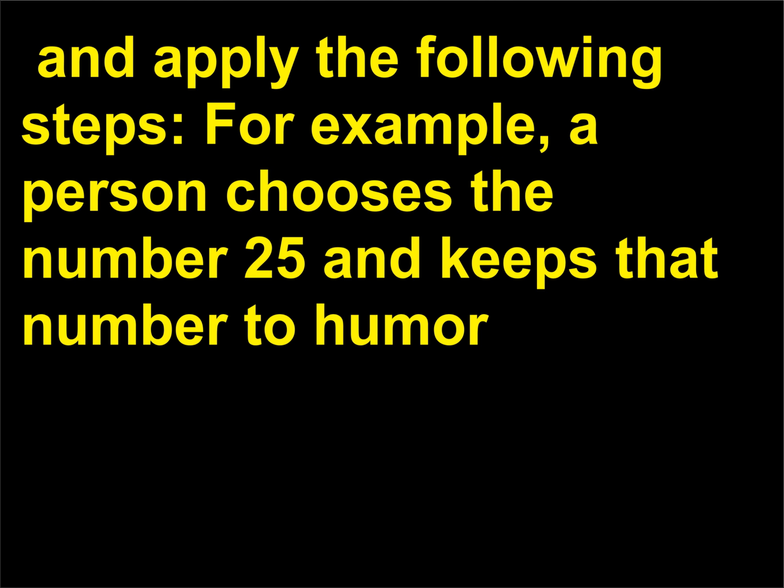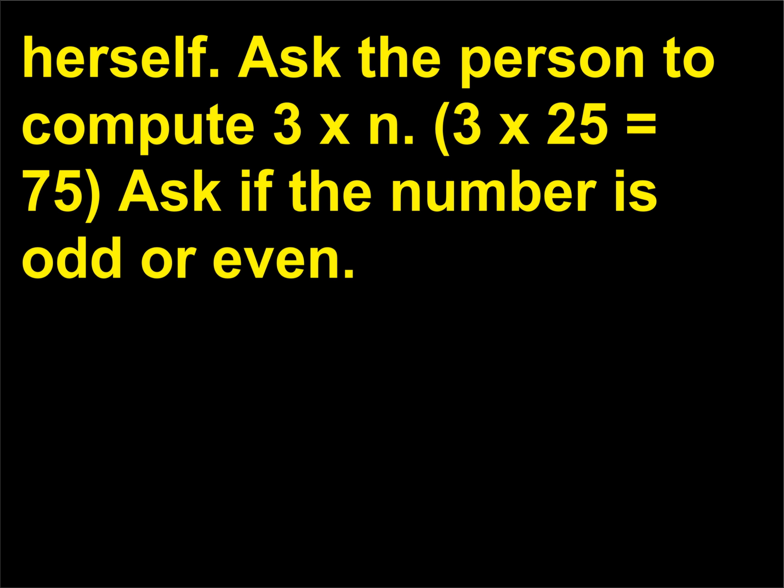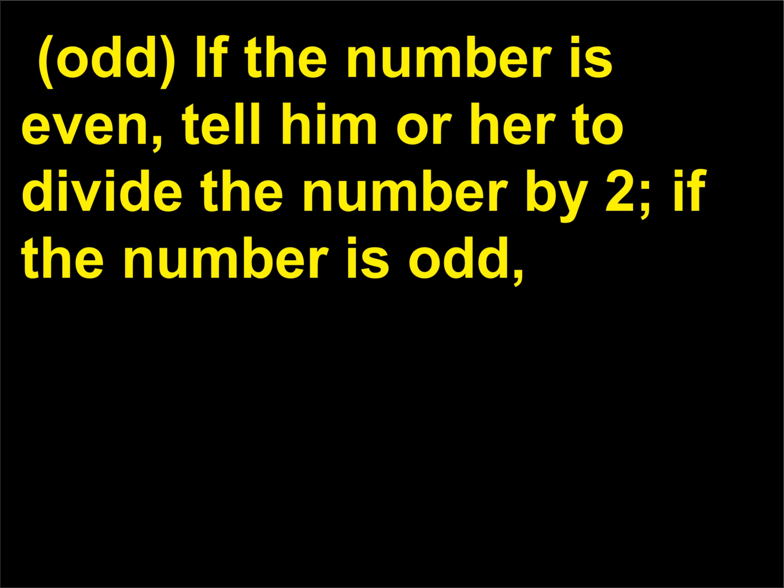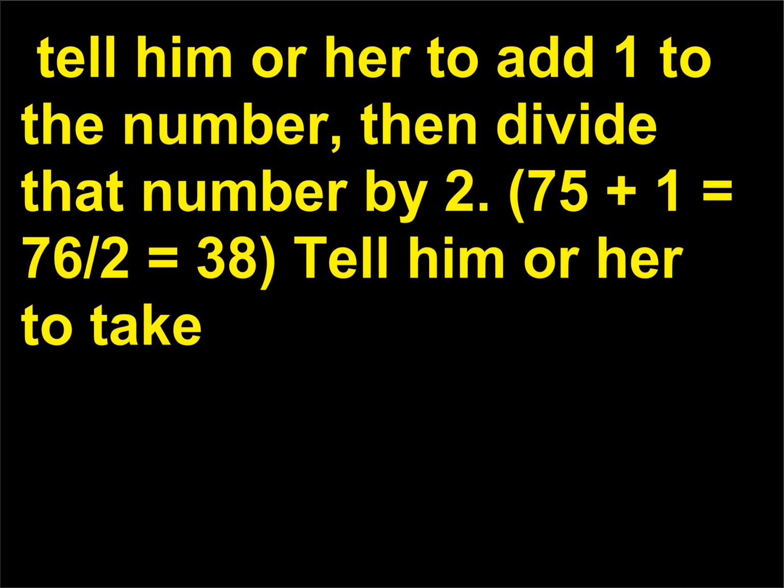For example, a person chooses the number 25 and keeps that number to herself. Ask the person to compute 3 x n; 3 x 25 equals 75. Ask if the number is odd or even. Odd. If the number is even, tell him or her to divide the number by 2. If the number is odd, tell him or her to add 1 to the number, then divide that number by 2. 75 plus 1 equals 76, halved equals 38.